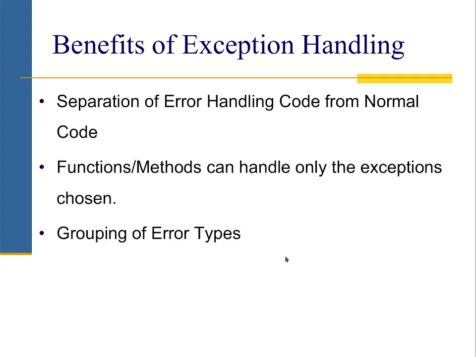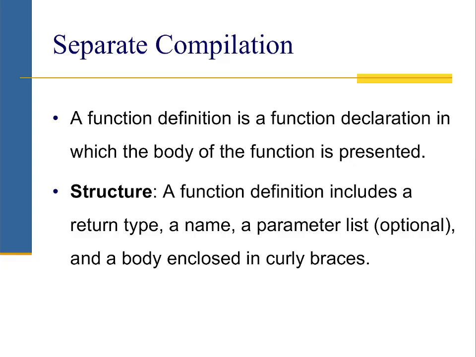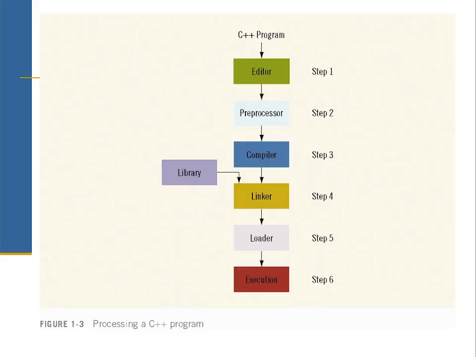The benefits of exception handling are separation of error handling code from normal code, functions or methods can handle only the exceptions they choose, and grouping of error types. Now, separate compilation. A function definition is a function declaration in which the body of the function is presented. A function definition includes a return type, a name, an optional parameter list, and the body enclosed in curly braces.